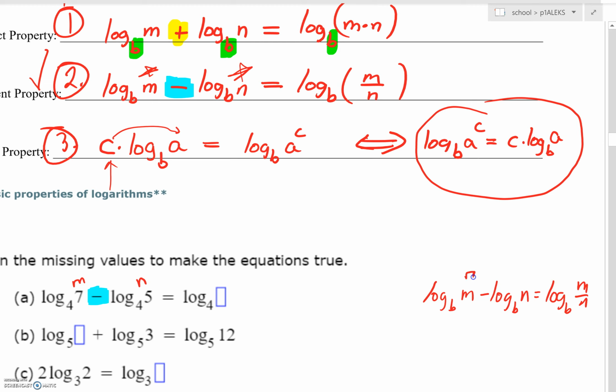Your m is the 7. If we jump back over here, your n is the 5. You'd want to have 7 over 5. And guys, that's what you're going to type in inside of this missing puzzle.